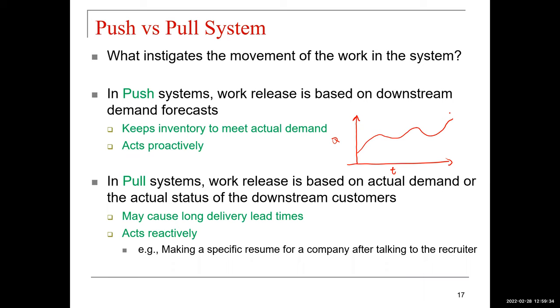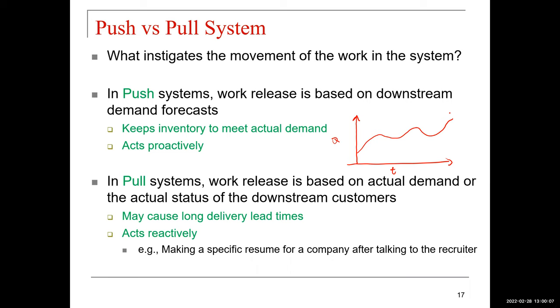The pull system is different. The work release is based on actual demand and the actual status of downstream customers. If you think about cars now, you used to see those dealers being full of cars, right? That's no longer the case. Now you have to wait for the car to arrive. So this is the difference. Now you have to put in an order, like if you order a Tesla, for example, and you have to wait until the product gets to you.